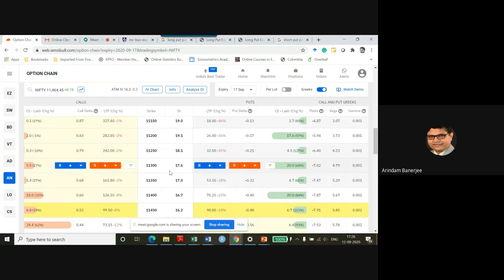And also if liquidity is high, I can close the position by taking the opposite. If I have initially bought a call, then if I want to close it, I can sell a call and close out my position.